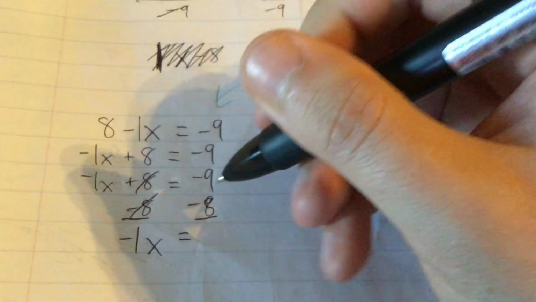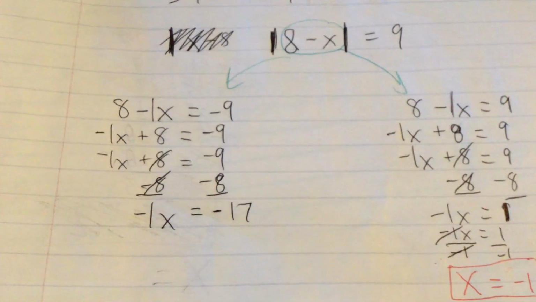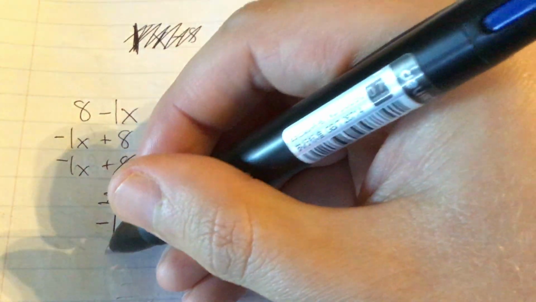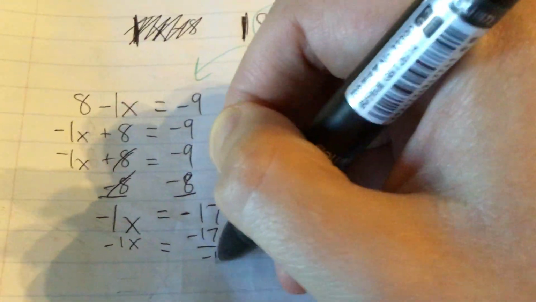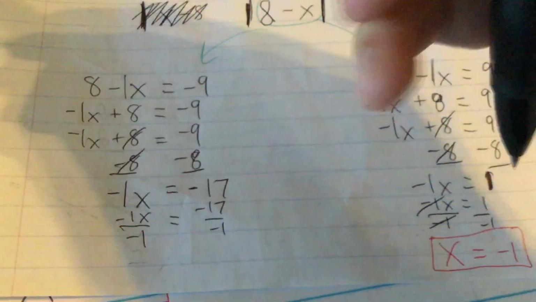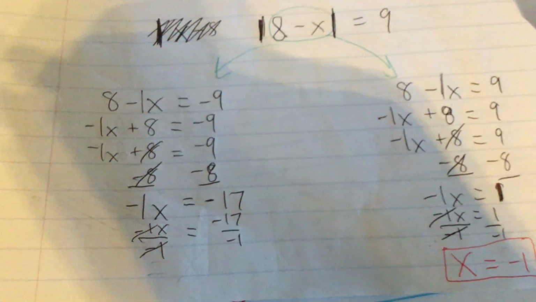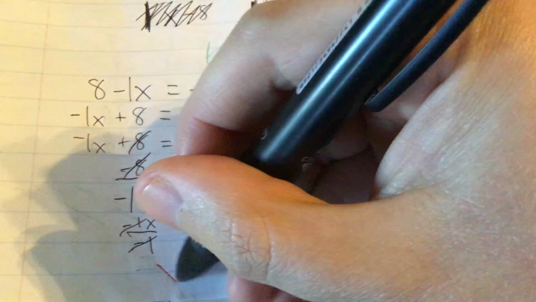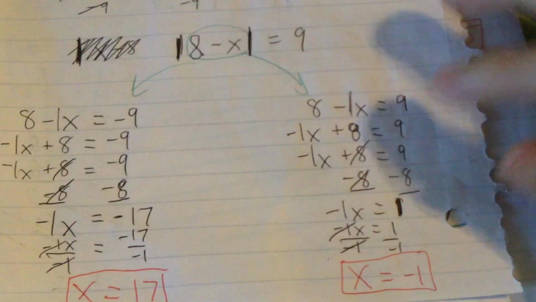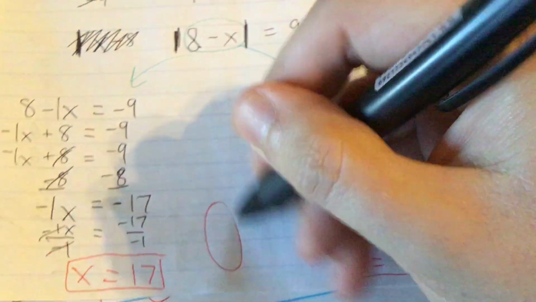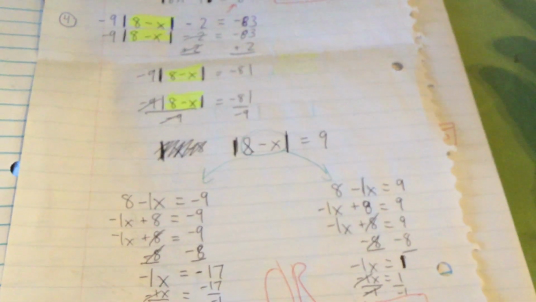-1x is equal to -9 minus 8. That's -17. And if I divide both sides of the equation by -1, that leaves me with, canceling out the coefficient, -1 over -1. A negative divided by a negative is a positive. So then x is equal to +17 or -1. Those are my 2 solutions in this problem.